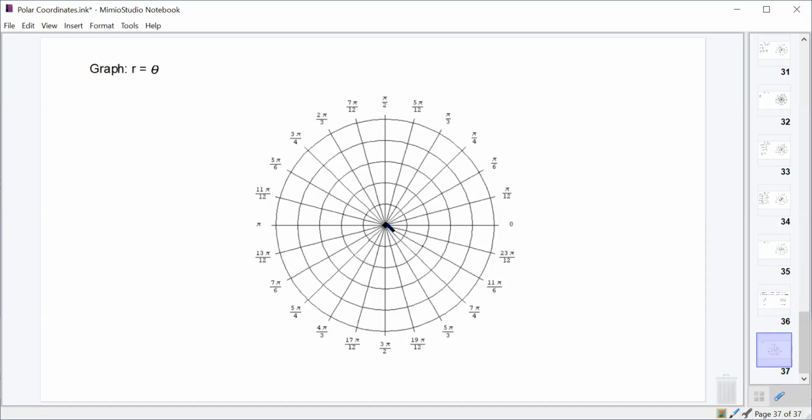I don't know exactly what pi over 12 is off the top of my head, but it's small. It's about a quarter, something like that.